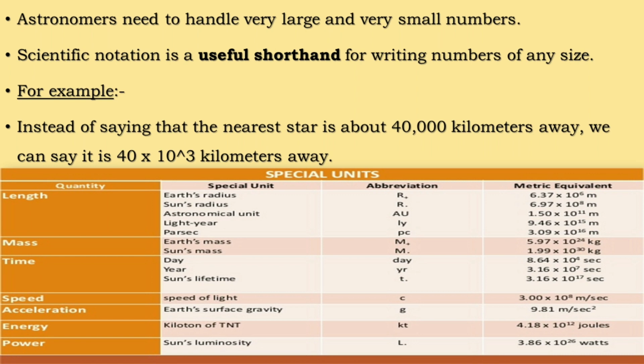So, astronomers need to handle very large and very small numbers. Scientific notation is a very useful shorthand for writing numbers of any size. It is also often called exponential notation. For example, instead of saying the distance is about 40,000 km, we can say it is 4 times 10 to the power 4 kilometers away. The exponent 4 represents the number of zeros following the significant figure 4.